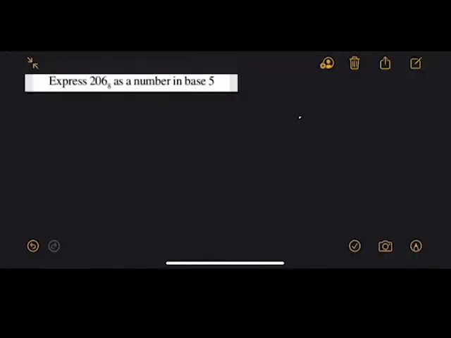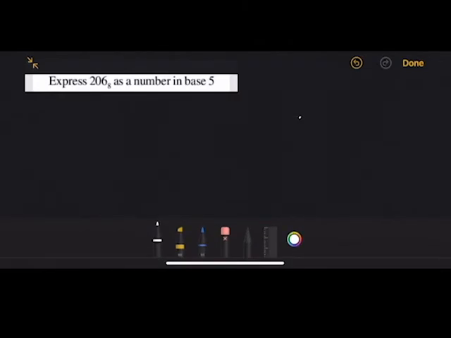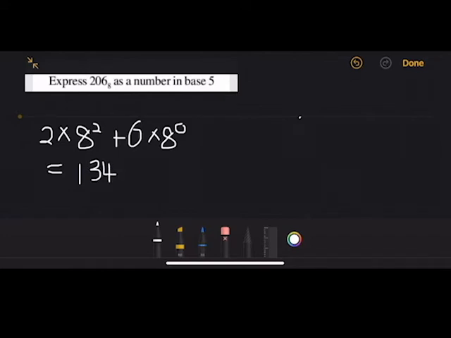Next question will be: express 206 in base 8 as a number in base 5. First, we need to convert 206 into base 10. So how we convert this is using expanded notation. So we'll have 2 times 8 to the power of 2 plus 6 times 8 to the power of 0, and we will get 134. And this will be in base 10.